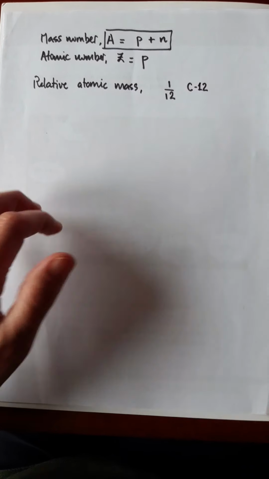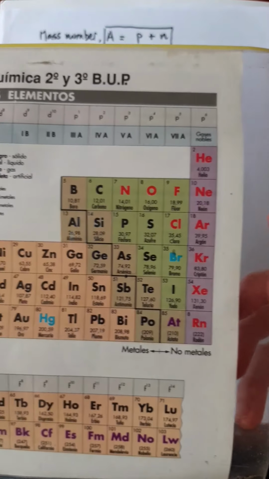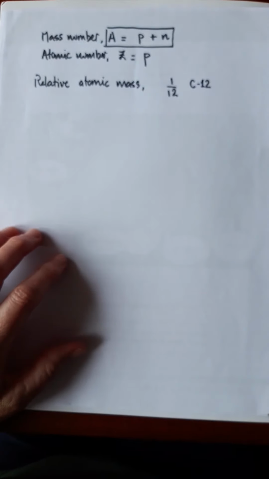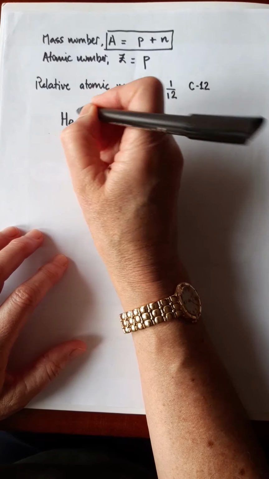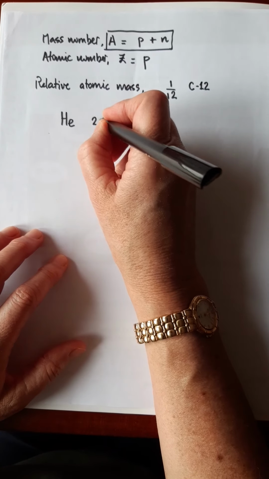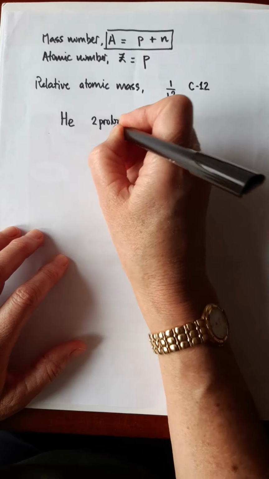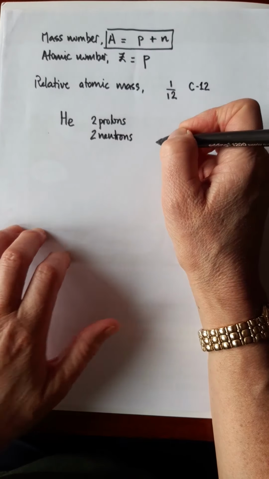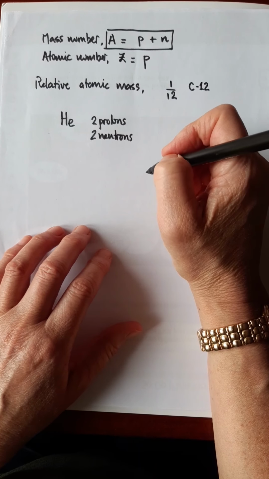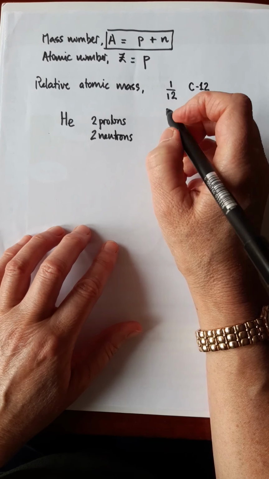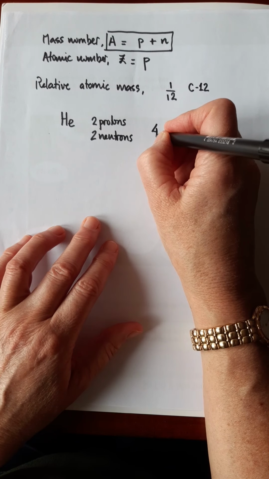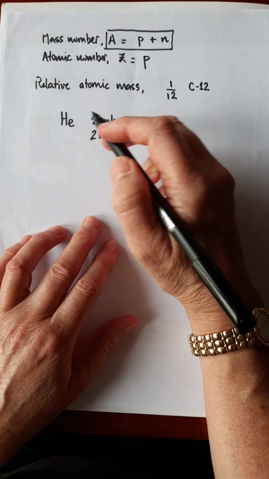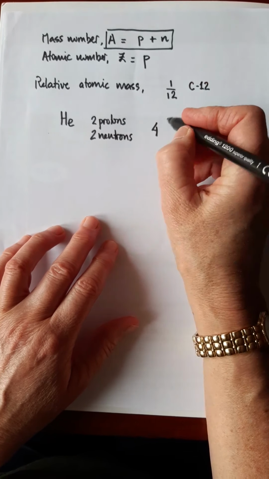If we have a look at the periodic table and we choose, for example, the element helium, the element helium has 2 protons and 2 neutrons in its nucleus. This gives us a mass number of 4. It means that it has a relative atomic mass of 4.